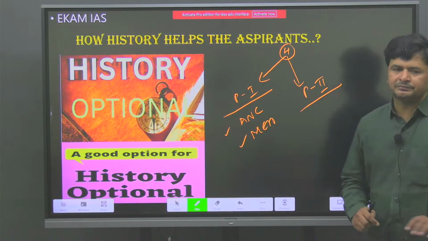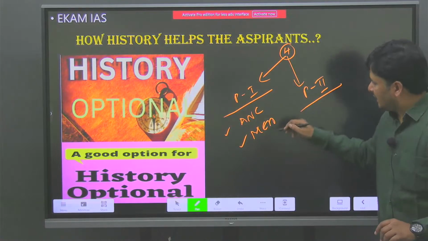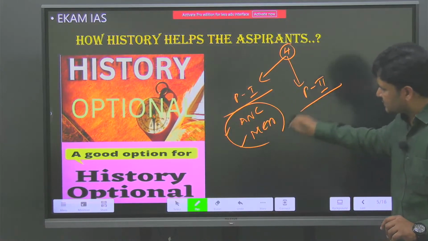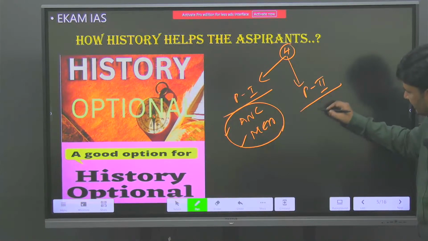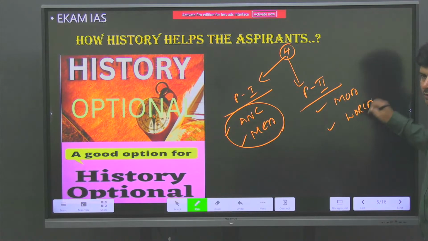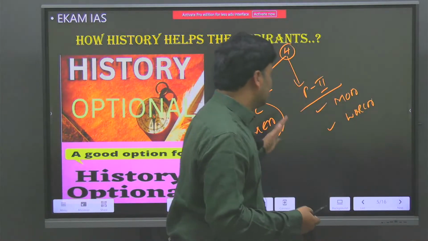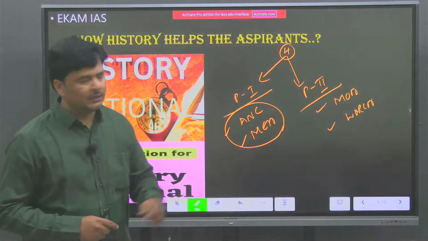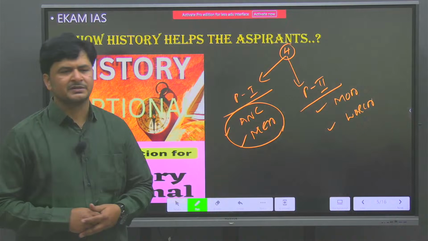Paper 1, which carries 250 marks, has two major components: ancient Indian history and medieval Indian history. Paper 2, which also carries 250 marks, has two components: modern Indian history and the history of the world. That's it. Nothing is new to be learned, and you generally read these topics as part of your general studies.